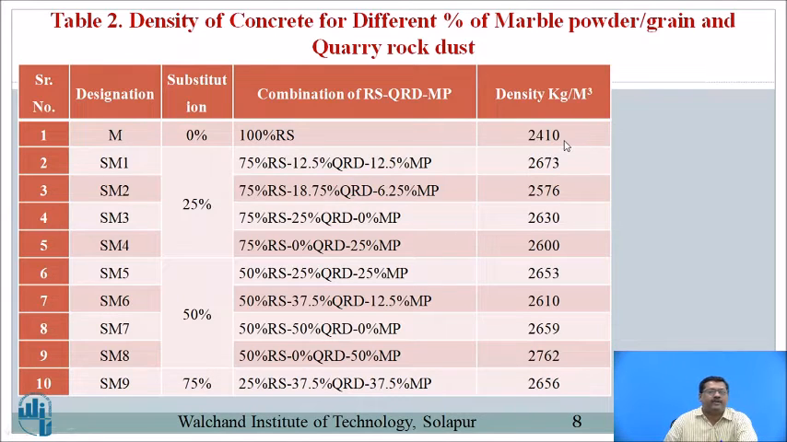If you consider the 100% river sand, the density is 2410 kg per meter cube, and in the next mixes the density is increasing a little bit. Very high density is observed for SM8, in which marble powder is 50%. Marble powder, which is a fine powder, has increased the density to 2760, which is the highest density we have observed. From this point of view, the SM8 mix is giving good density, and even SM6 has given a good density, 2610.